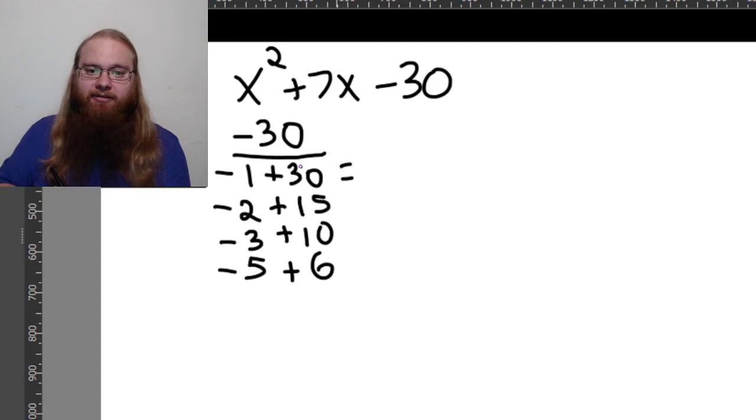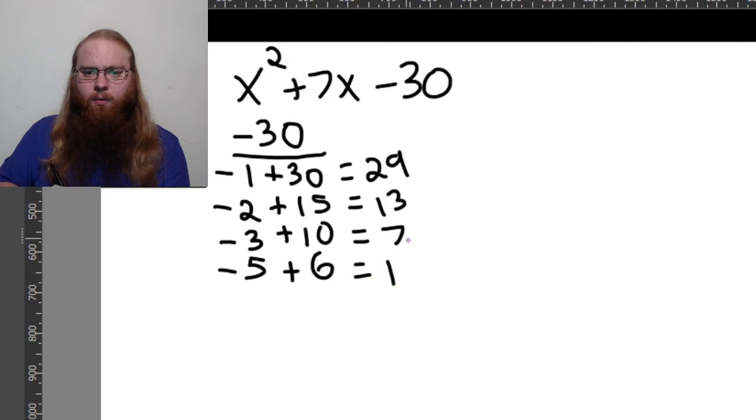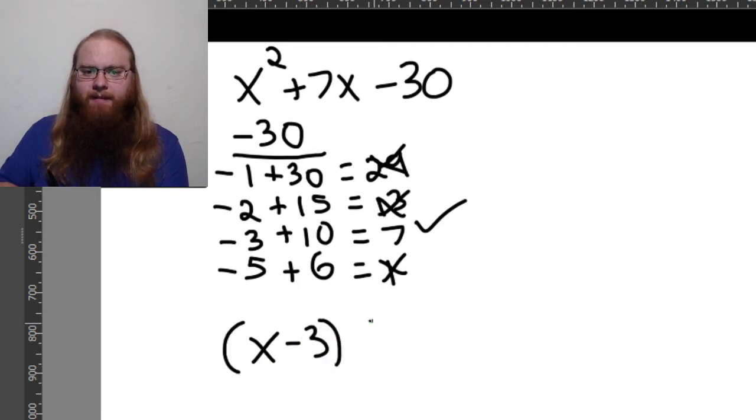So let's add these together. Negative 1 plus 30 is the same thing as saying 30 minus 1, 29. 13, 7, 1. Again, we're looking for 7. Since we have a negative and a positive when we write our answers, those will stay a negative 3 and a positive 10.